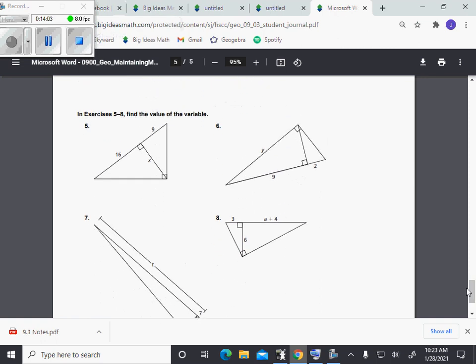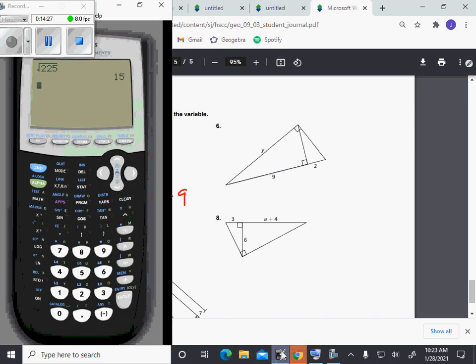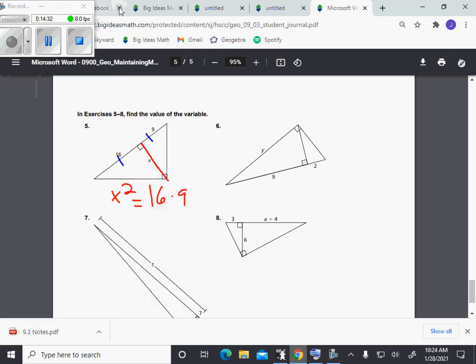Next, we want to find the value of the variable. So we have our height x. Okay, so we know that the altitude x squared is equal to 16 times 9. Okay, the altitude, take those, multiply by each other, and then take the square root. So 16 times 9, and then the square root of 144 is 12. So x is equal to 12.